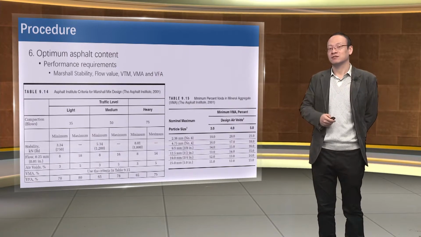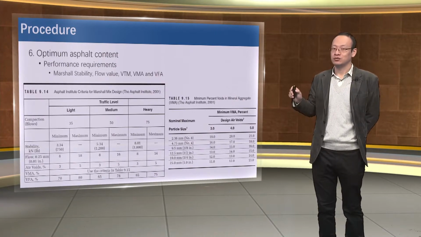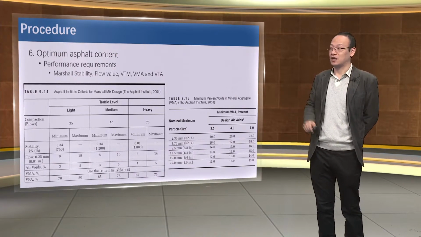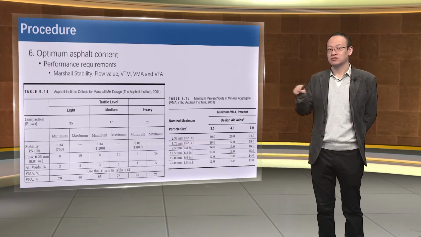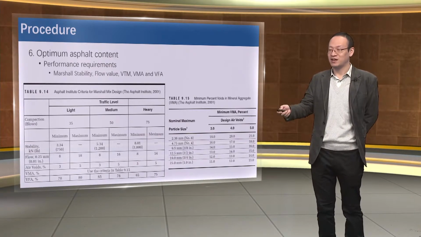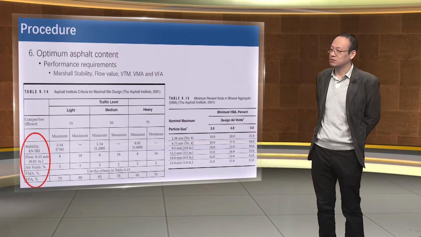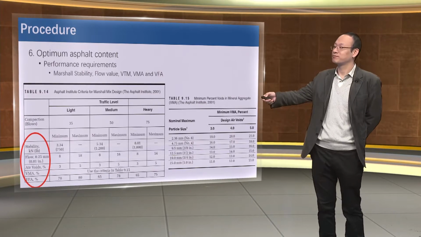With those volumetric characteristics and the mechanical characteristics we obtain from the Marshall test, we can now find out the optimum asphalt content. The method is to check those characteristics against the performance requirement of Marshall stability, flow value, VTM, VMA, and VFA. So these 2 tables give us the requirements for different asphalt mixtures we need.